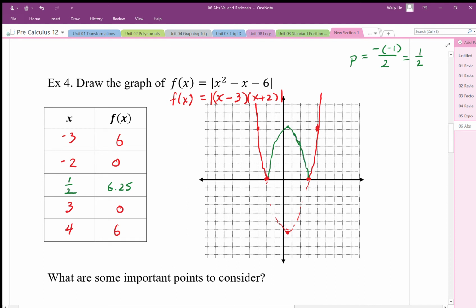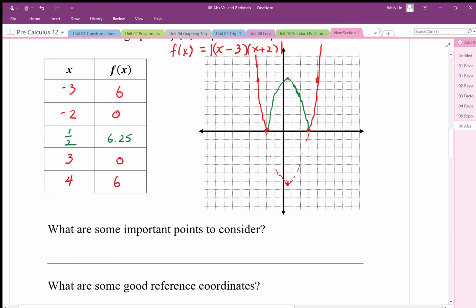And so the absolute value relies on knowing where the boundaries are. So the most important points to consider are when the y values are equal to 0. It's when the inside of the absolute value is 0, because that represents the boundary.